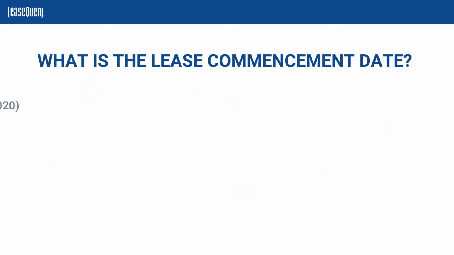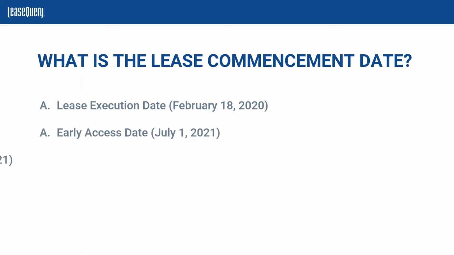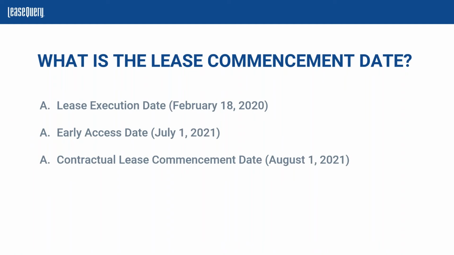And so that's what we're going to walk through here. We have February 18th of 2020, July 1st of 2021, and August 1st of 2021. So what is the commencement date? The lease commencement date is the date that the lease asset and the lease liability will be recognized. And generally, this is the date that the lessee takes possession of the underlying asset.